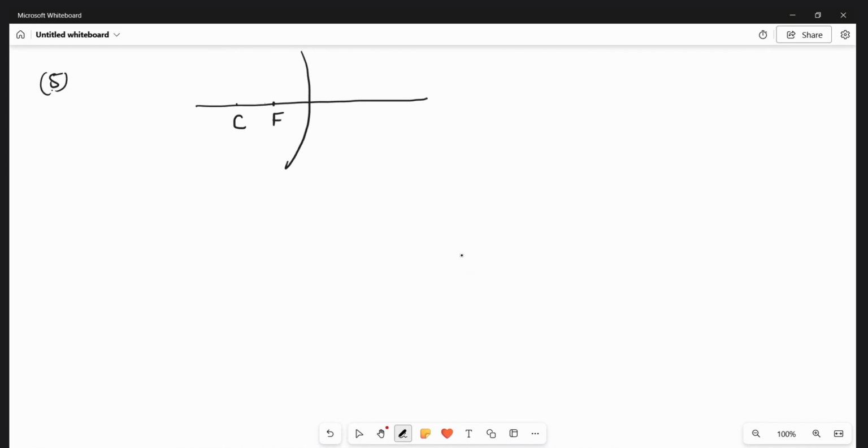What happens when you keep the object at the focus? A ray parallel to the principal axis passes through the focus. Now we will consider another ray. Consider another ray in the direction of C. So it retraces its path.